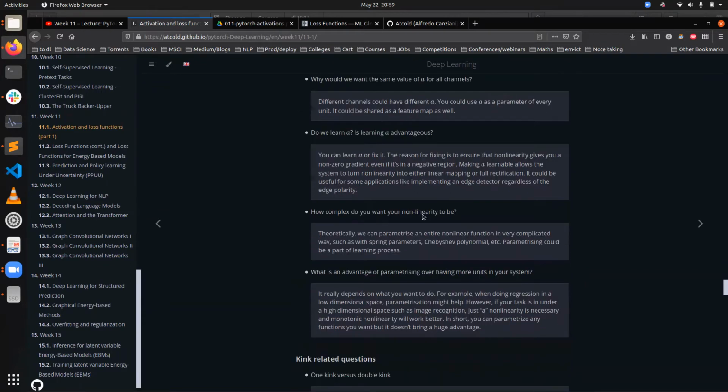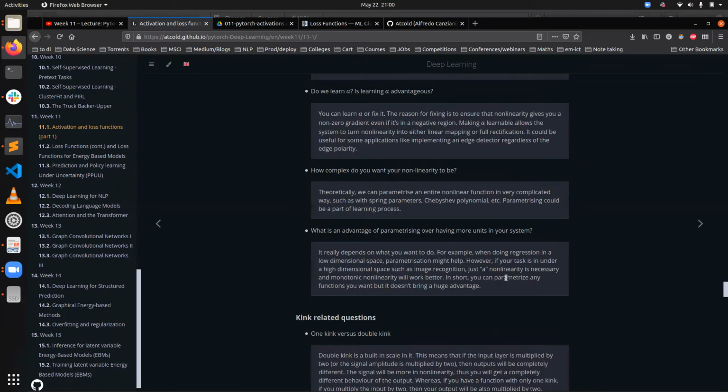How complex do you want your nonlinearity to be? What he says here is, you can make your nonlinearity very complex, but what helps is just a simple nonlinearity, like a small kink. That is usually enough and sufficient for your model to learn well. Monotonic nonlinearity will work better. In short, you can parameterize any function and make it as complex as you want, but it does not give you a huge advantage. So essentially what you want is a simple nonlinearity between layers.